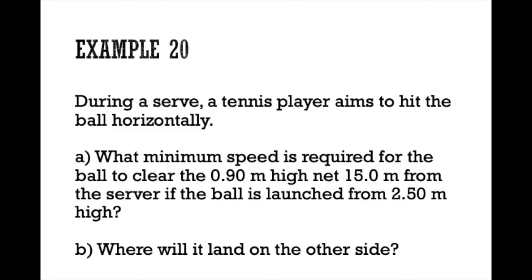Example 20: during a serve, a tennis player aims to hit the ball horizontally. A, what minimum speed is required for the ball to clear the 0.9 meter high net 15 meters from the server if the ball is launched from 2.5 meters high? B, where will it land on the other side?